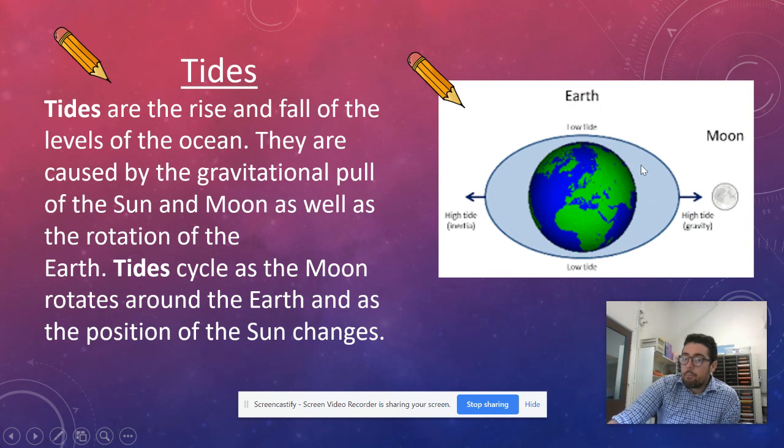So it causes not as big a bulge as this one here, but a slight bulge on the side where the moon is, and also on the other side, because it pulls the Earth a little bit towards the center. So you end up with a bulge on this side and this side, which results in these sides of the Earth having high tides, while the sides in between result in low tides. Now as the Earth spins on its own axis, you actually experience several high tides and several low tides every day.